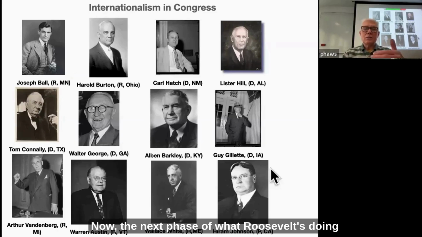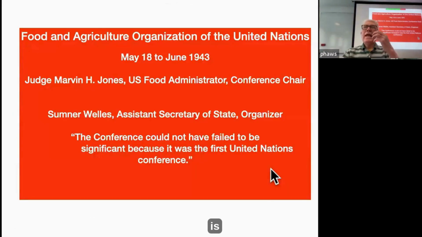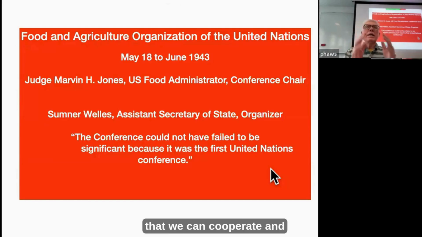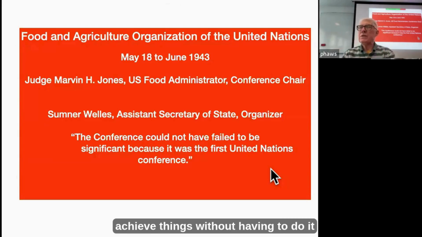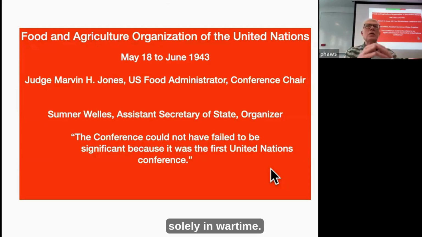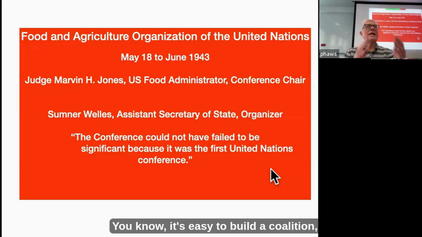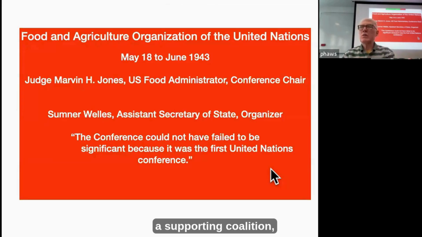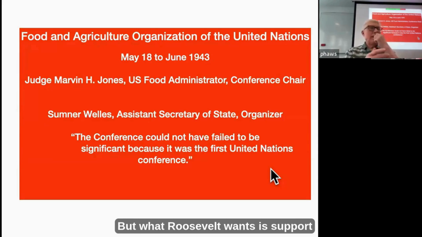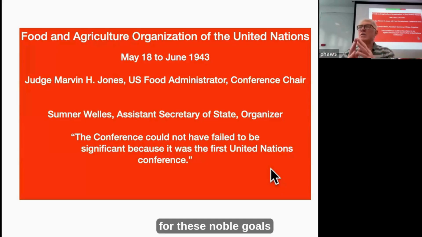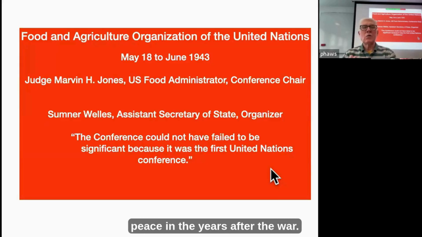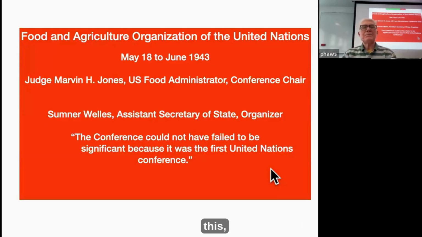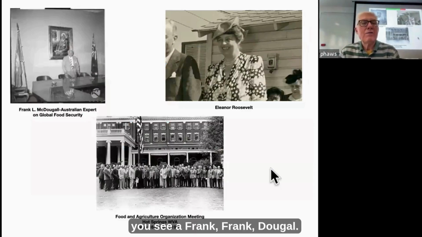Now, the next phase of what Roosevelt's doing is to rehearse this. Let's show that we can cooperate and achieve things without having to do it solely in wartime. It's easy to build a supporting coalition if you've got a common enemy. But what Roosevelt wants is support for these noble goals of maintaining a stable peace in the years after the war.